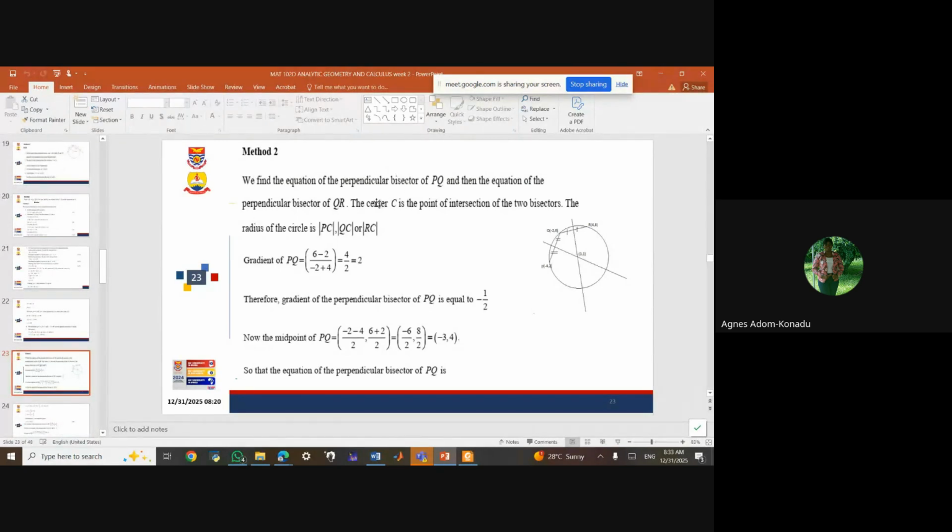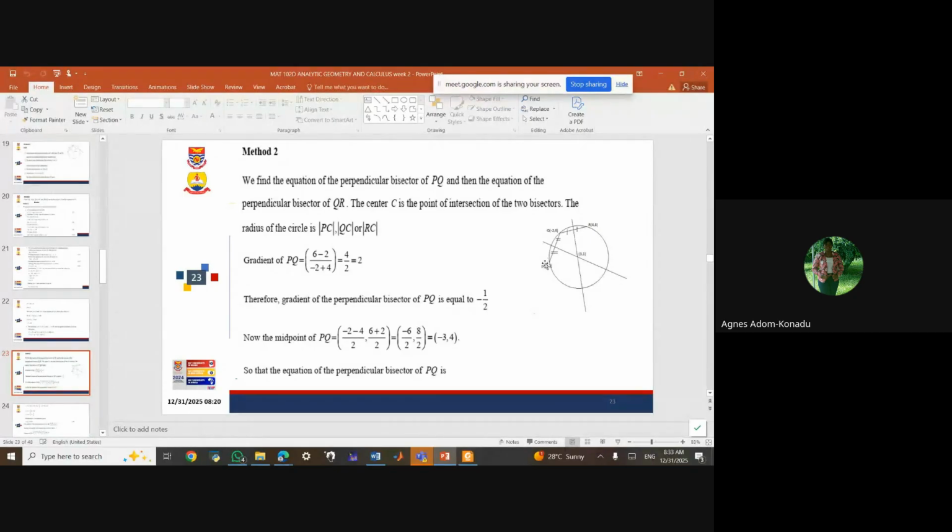Then the second method said that we should find the equation of the perpendicular bisector of PQ and then the equation of the perpendicular bisector of QR. Then the center is the point of intersection of the two, and then the radius is PC or QC or RC. Okay, so to find the equation of the perpendicular bisector, I have to find the gradients. Then I will use any of the points to find the equation.